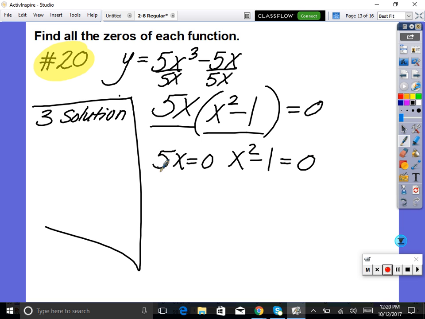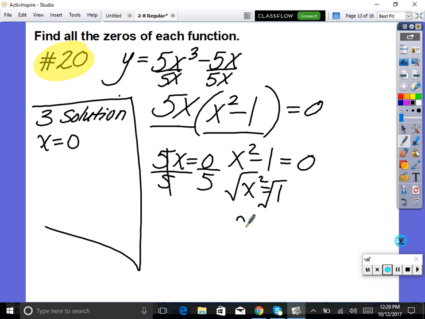Solve for x. Oh, how'd you get that? Okay, you're right. So x equals 0. And then right here we'll add 1. X squared equals 1. Square root, square root. X is equal to? Yep. And we have our 3 solutions in our bucket. Next problem.